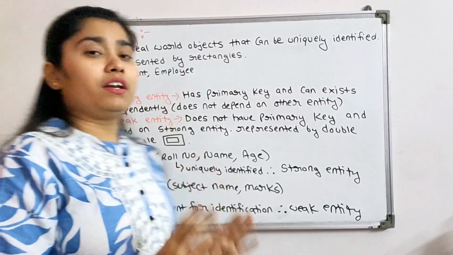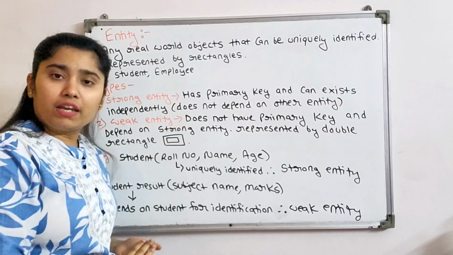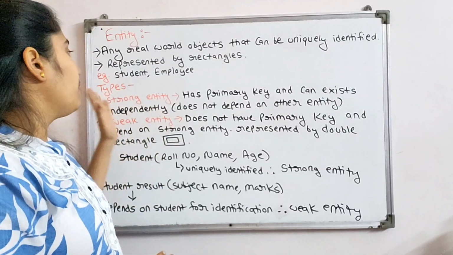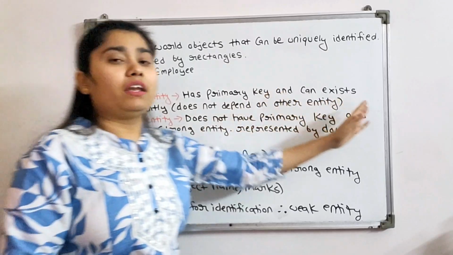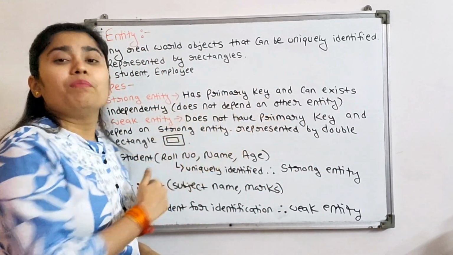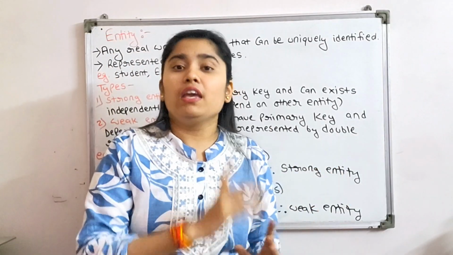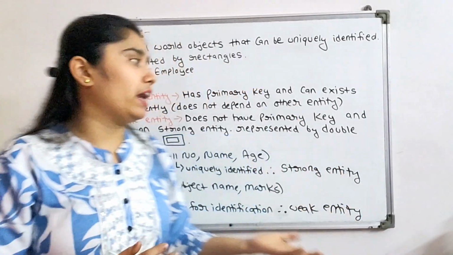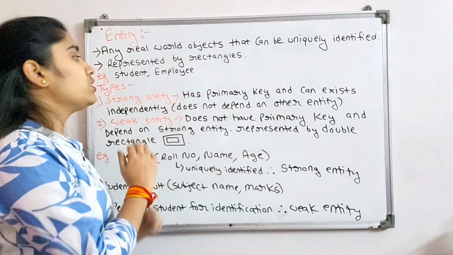Now we have seen that entities are of two types. What are they? Strong entity and the weak entity. What is the meaning of strong entity? The strong entity is the entity which has a primary key and can exist independently. That means it does not depend on another entity. So the entity which has the primary key and does not depend on another entity, that means it exists independently, is known as the strong entity.